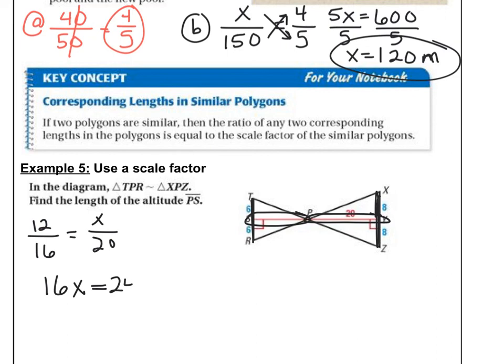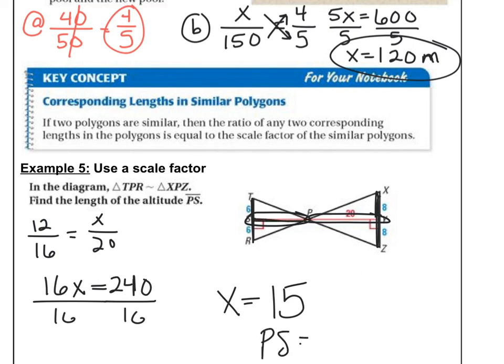Technical difficulties. There we go. Then we divide by 16 on both sides. And we will find x, in this case 16 goes into 24 once. That leaves me 8. 16 into 80 is 5. We are going to find that this length right here, PS, is going to be equal to 15.